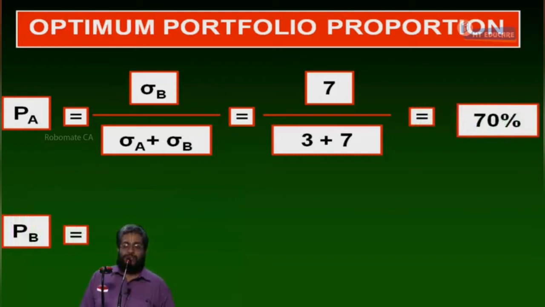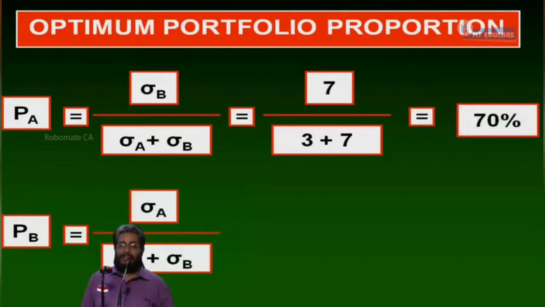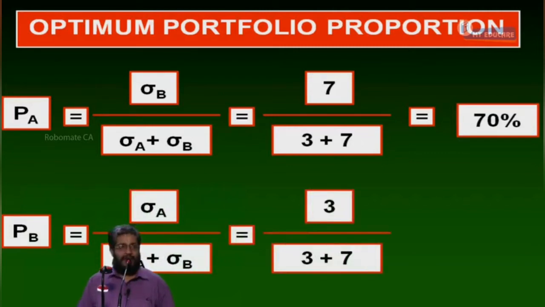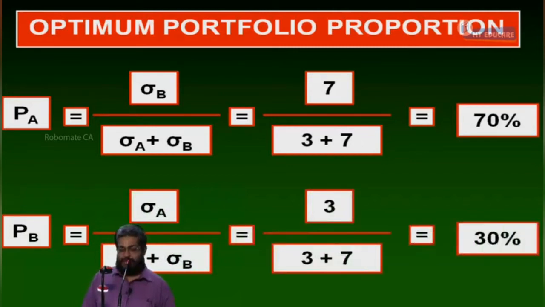Proportion of B is equal to sigma A by sigma A plus sigma B, which is equal to 3 by 3 plus 7, is equal to 30%. Okay. With this we have completed the solution to question number 6. So 1 to 6 has been solved.